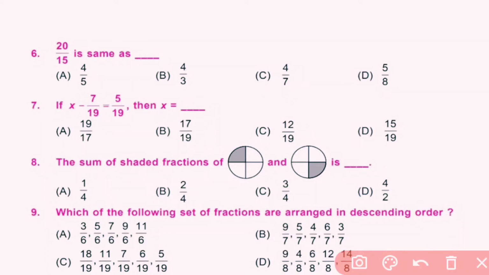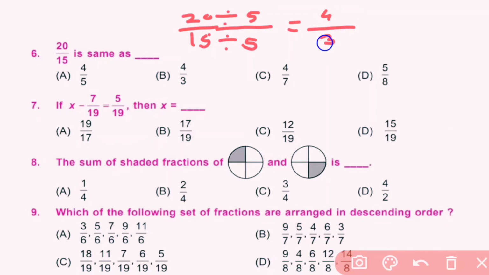Now question number 6. 20 by 15 is same as, now we convert 20 by 15 to its lower terms. Both 20 and 15 come in the table of 5, so we divide both by 5. Five fours are 20 and 5 threes are 15. Here B is the right answer.